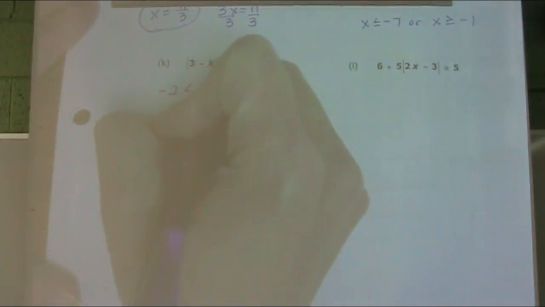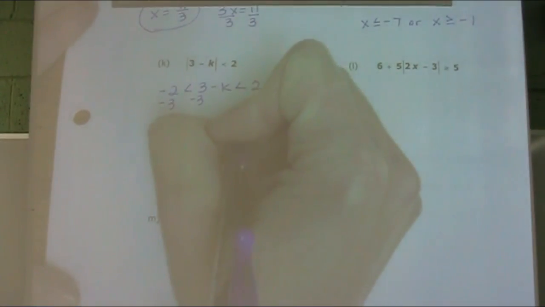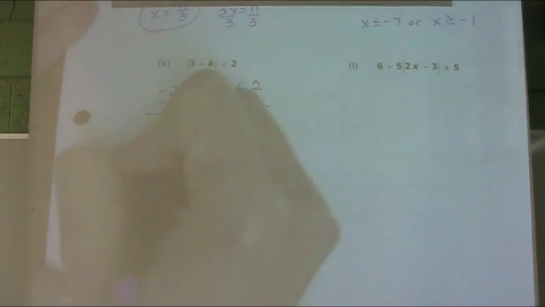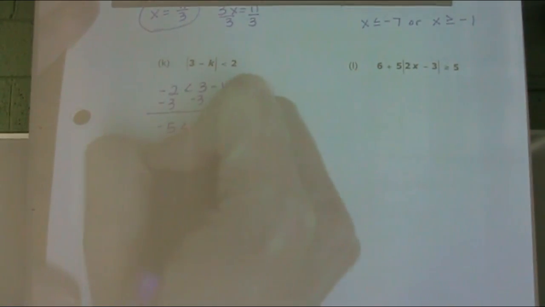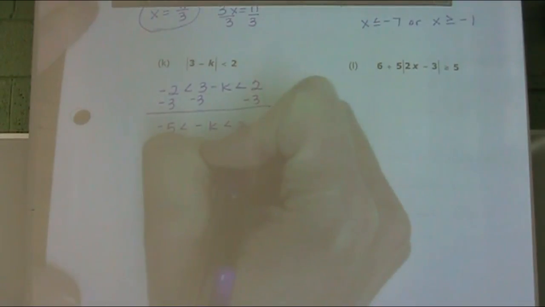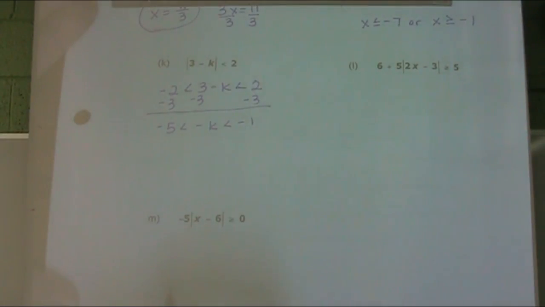Now solve. So subtract 3 from all 3 parts. And we have negative 5 is less than negative k is less than negative 1. We need that k to be positive, so divide everything by negative 1. And I have 5. Because we are dividing by negative 1, we need to flip our signs. Is greater than k is greater than 1. Now read this from right to left and flip it around. 1 is less than k is less than 5.